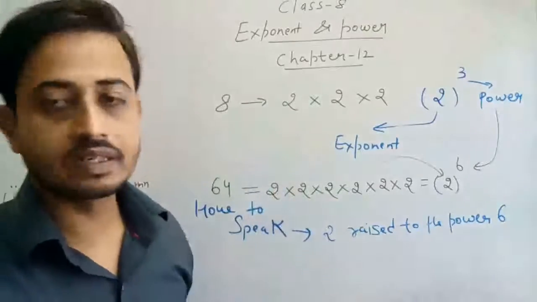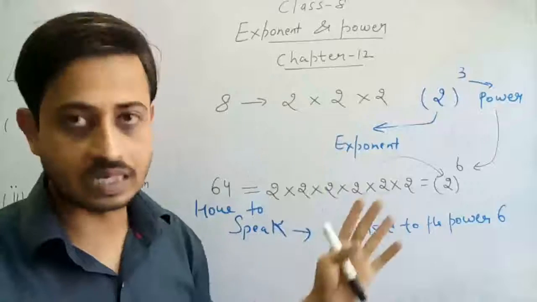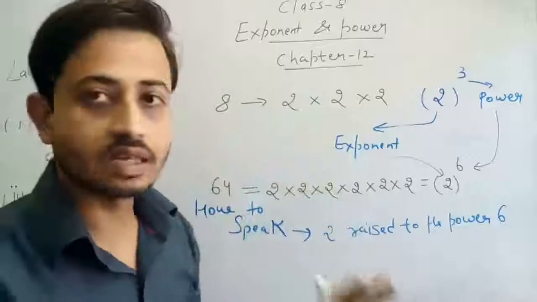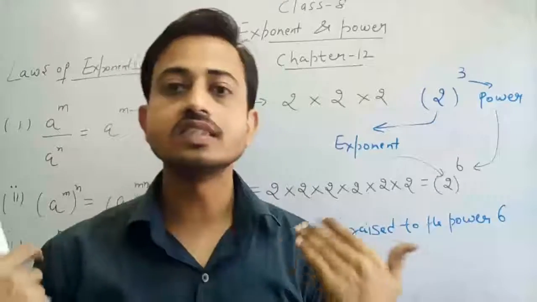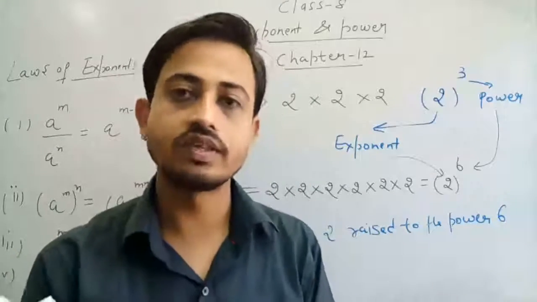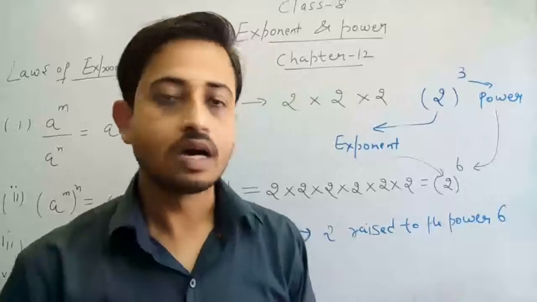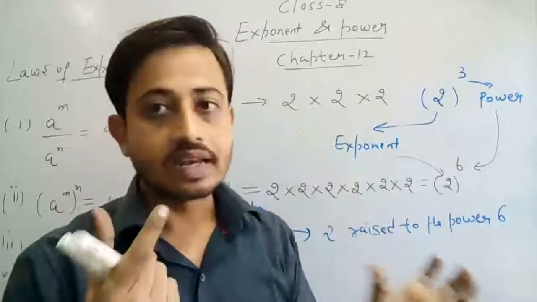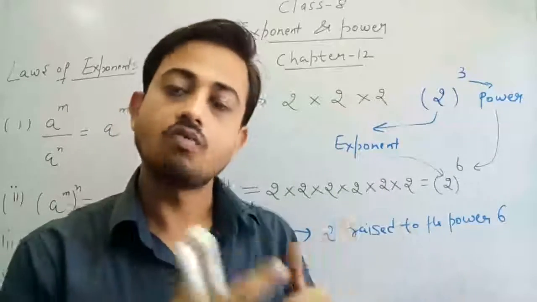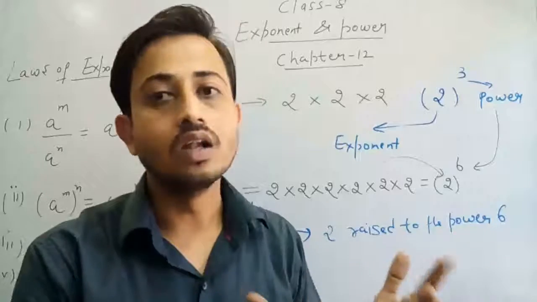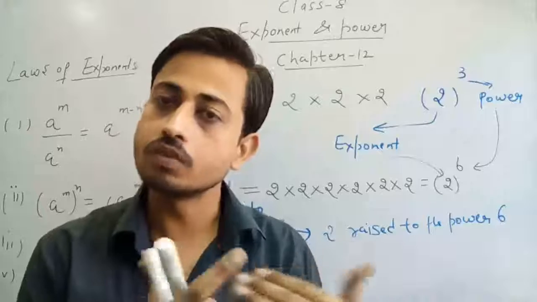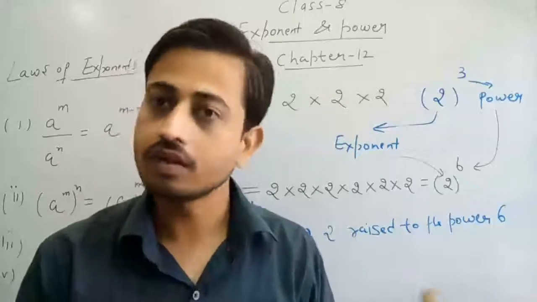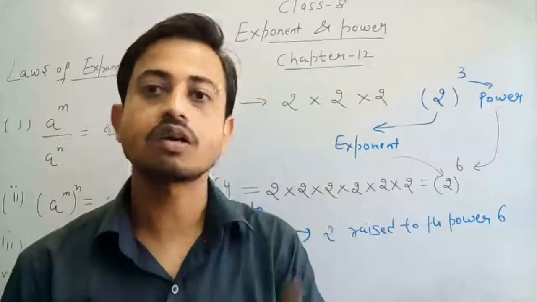So the whole chapter is based on this concept. We have to read some properties, some rules regarding exponent and its power. So this chapter is very simple. I hope you have cleared the name of the chapter. Now we have to go to its laws, rules and regulations, to follow to simplify the exponent and power questions. So please make a note first.